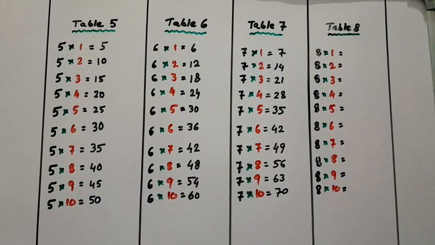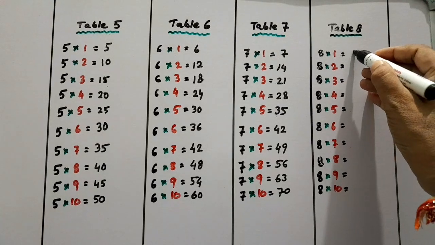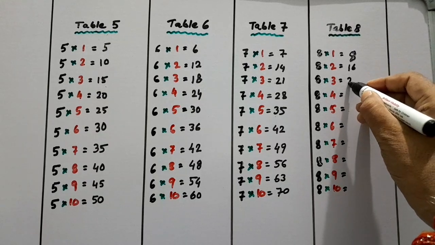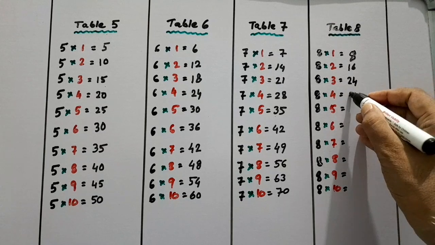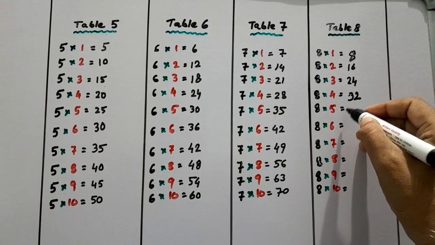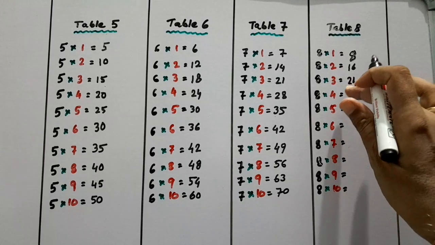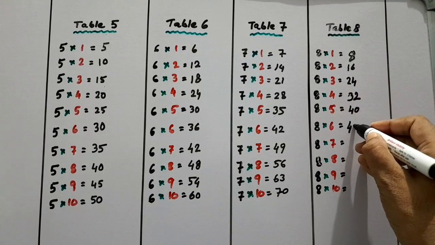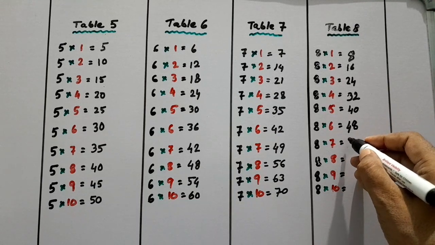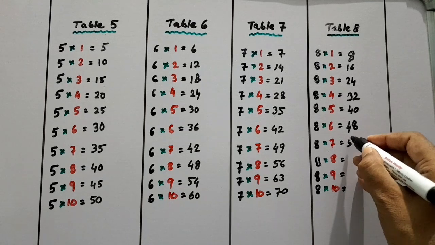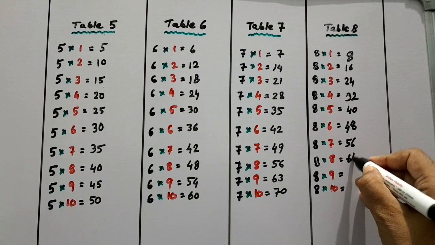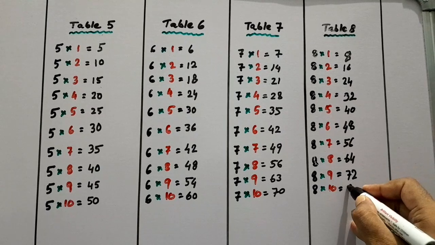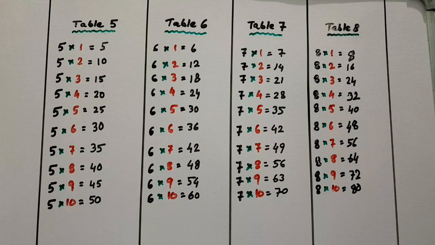Now we'll write table 8. 8 ones are 8, 8 twos are 16, 8 threes are 24, 8 fours are 32, 8 fives are 40, 8 sixes are 48, 8 sevens are 56, 8 eights are 64, 8 nines are 72, 8 tens are 80. So this is table 8.